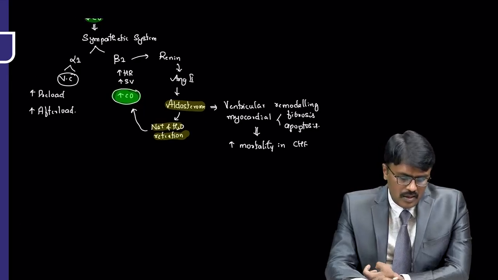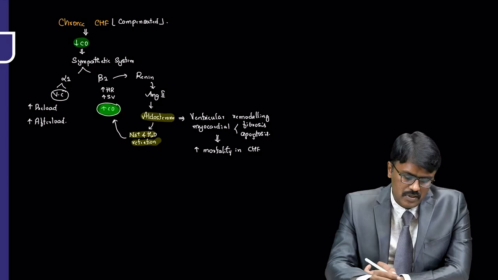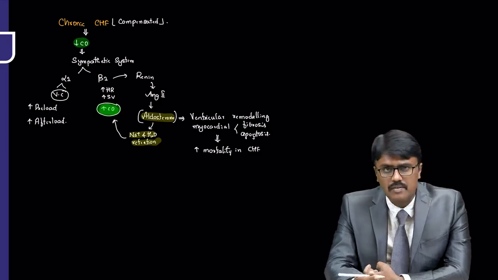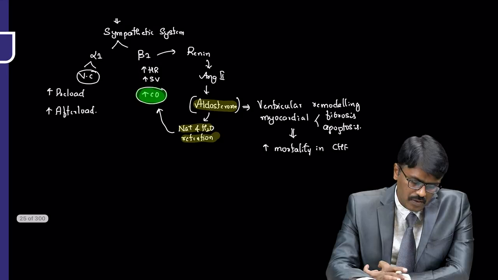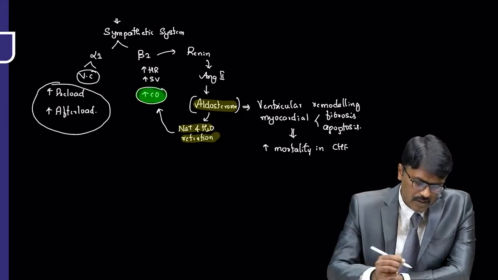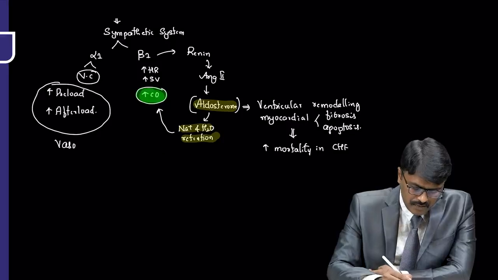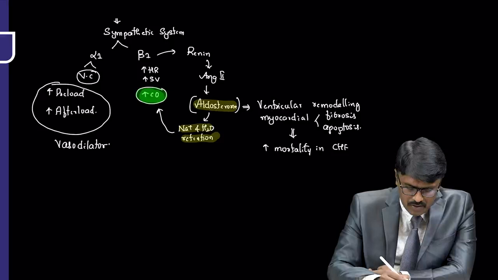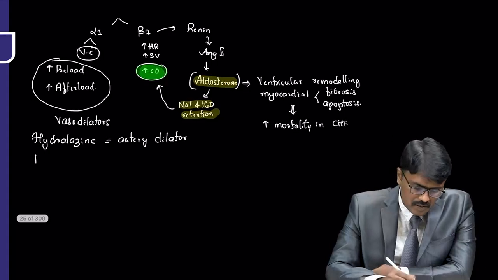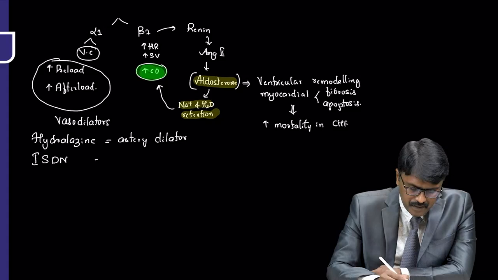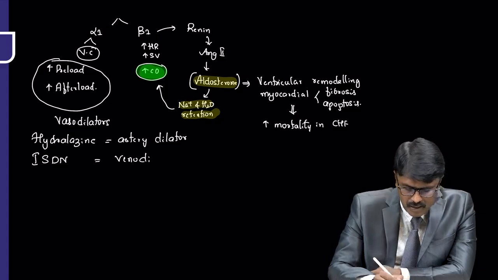So in this chronic CHF, the purpose is to make the person live longer and to take care of edema. So how do we do that? What we can do is decrease the workload on the heart. So we can use vasodilators. The vasodilators that are used are hydralazine. Hydralazine is an artery dilator. And one more you can use is isosorbide dinitrate. It's a venodilator. So these can take care of the loads.